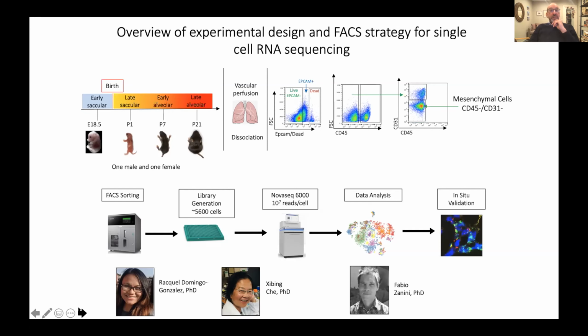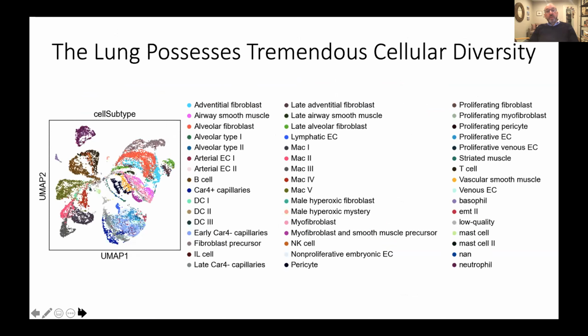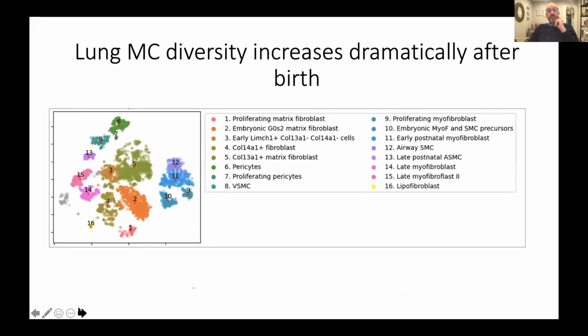And we also have undertaken in situ validation of these findings. So first, this is not our work. This is a correlation of many people's work, but this just really shows you that the lung possesses rather tremendous cellular diversity. And this UMAP on the left hand of your slide really is colored such that you can see the relative abundance of these different cells.